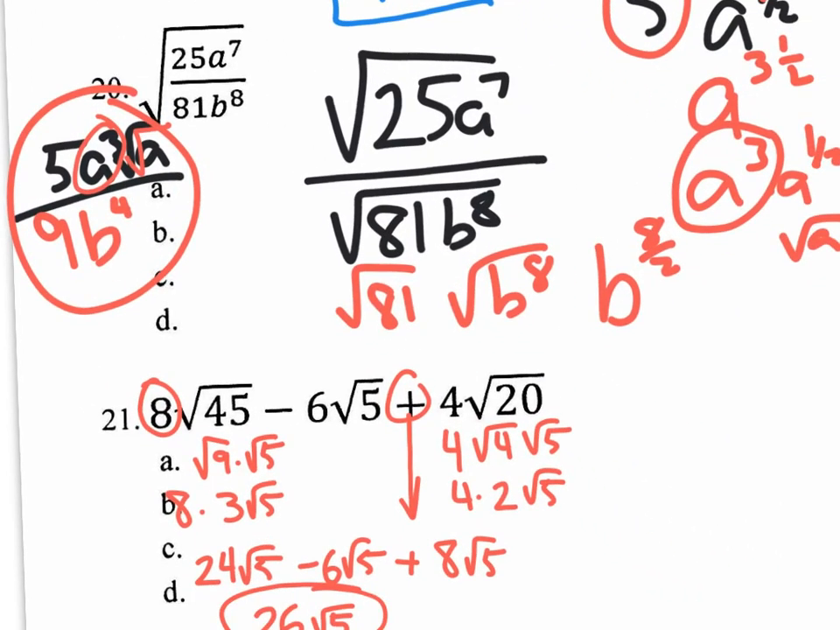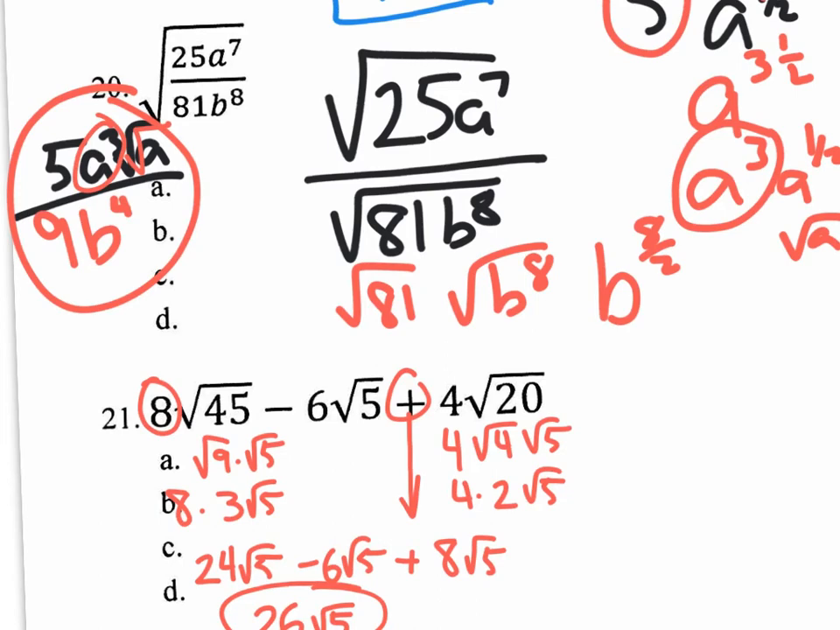The numerator, this actually is a pretty easy question. If you look at the denominator, the square root of 81 is 9. The square root of b to the 8th, that's really b to the 4th, because taking the square root of b to a certain number is kind of like dividing that exponent by 2. So there's really a 9b to the 4th.